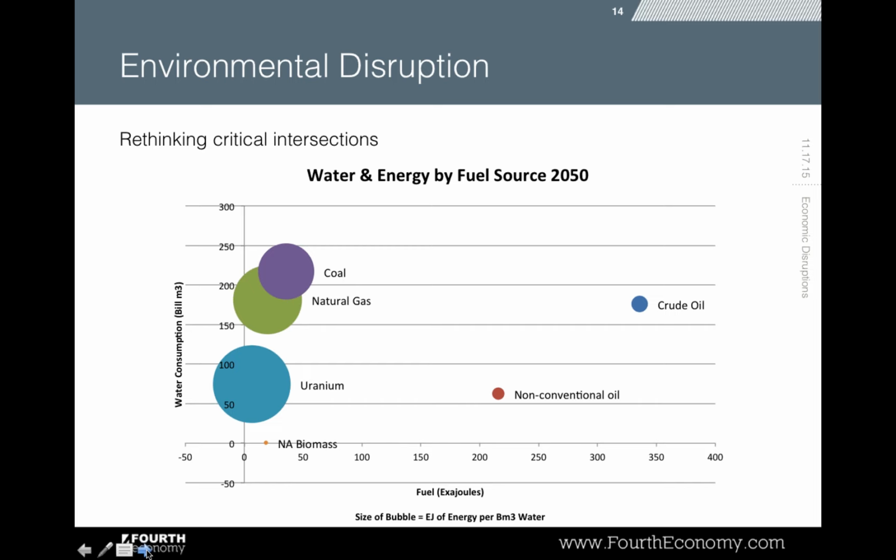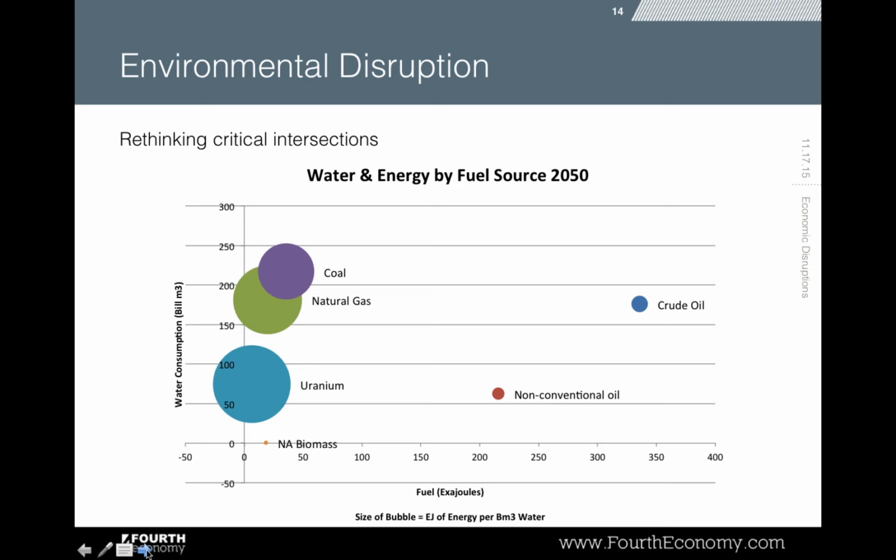We've had a little bit of policy attention paid to how much carbon dioxide is produced by each of these energy sources. But to date, there's been very little to no attention paid to how water efficient our fuel sources are. And so this graph shows us the water efficiency of the various fuel sources. And the larger bubbles represent those fuel sources that give you more energy per billion cubic meter of water used.